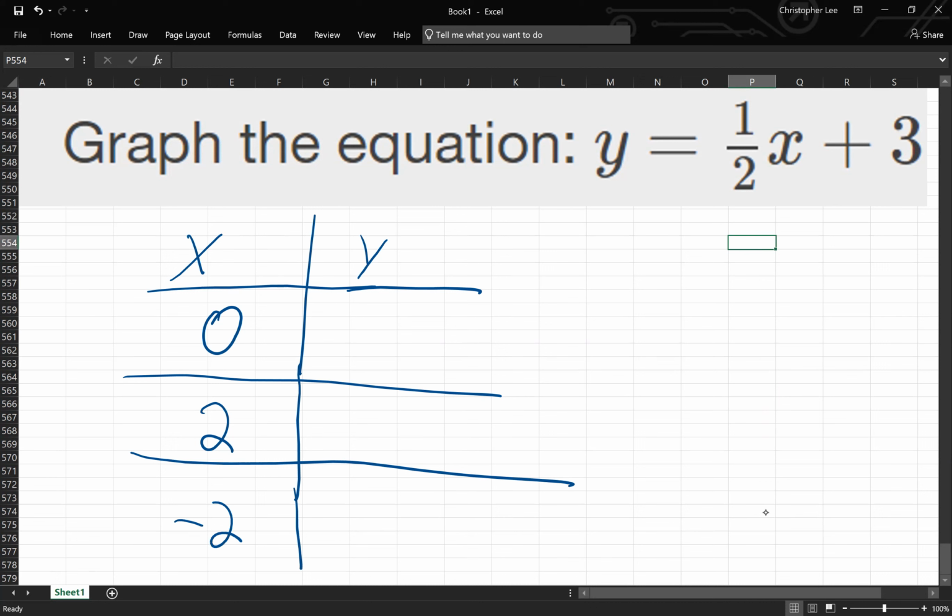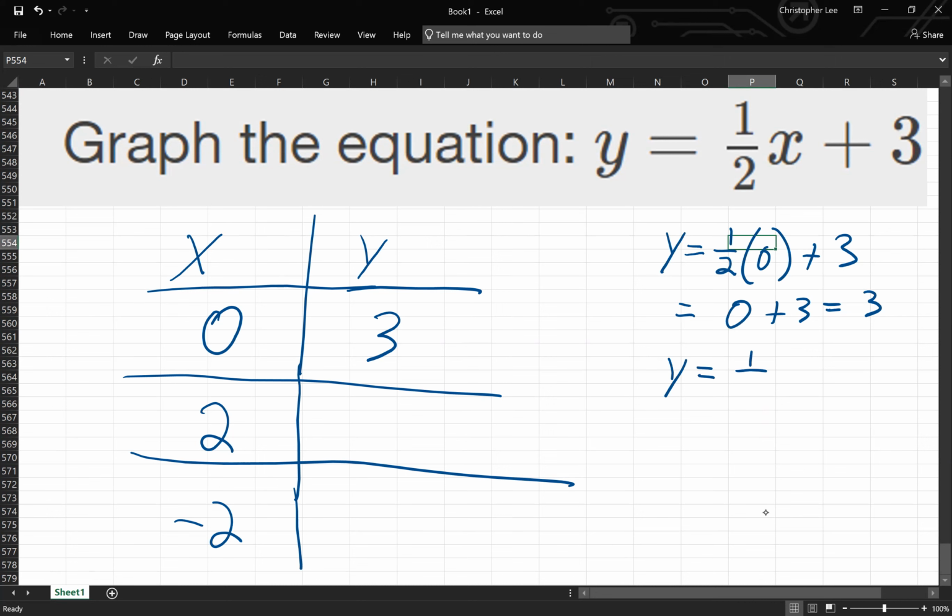-2. All right, I like those. Let's plug that in, right? If I plug in 0, you already know that's going to be 3. Well, let me show you why it is. Hold on. This is 1 over 2 times 0 plus 3. This is 0 plus 3, so that's just 3, right?